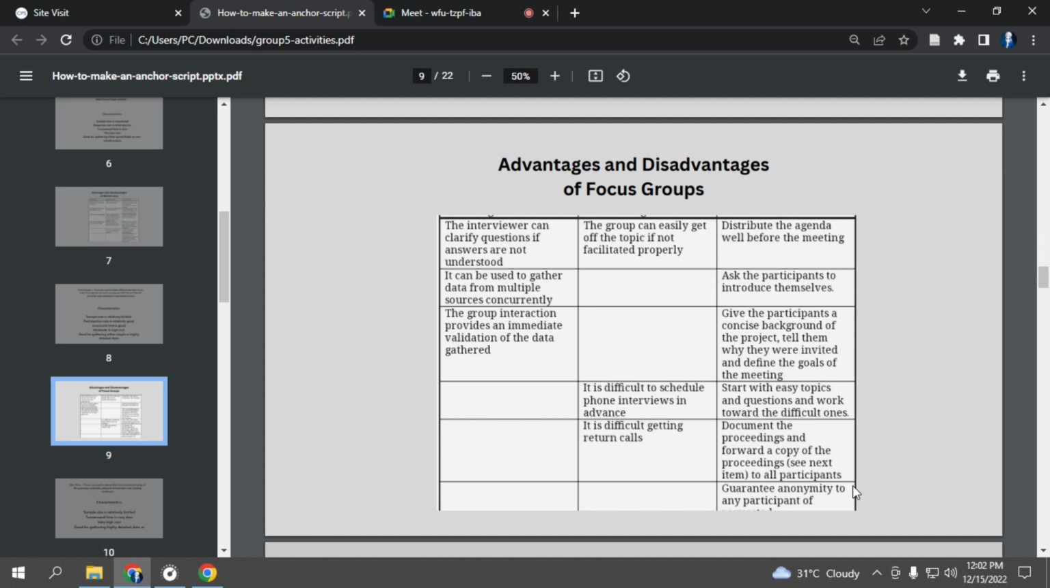Next, ask the participants to introduce themselves. Next, give the participants a concise background of the project. Tell them why they were invited and define the goals of the meeting. Next, start with easy topics and questions and work towards the difficult ones. Next, document the proceedings and forward a copy of the proceedings to all participants.